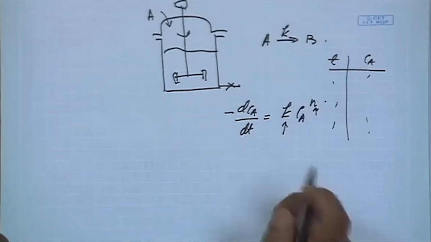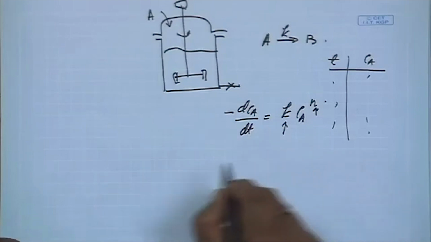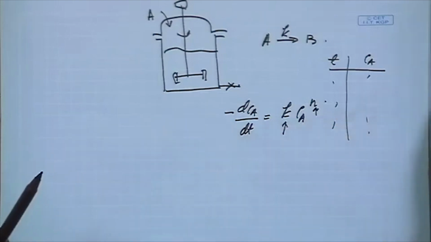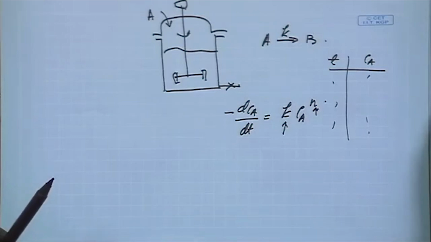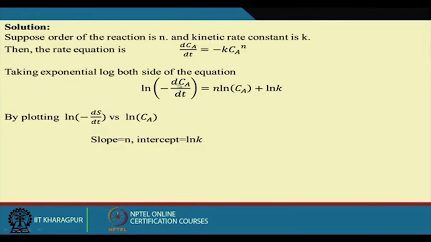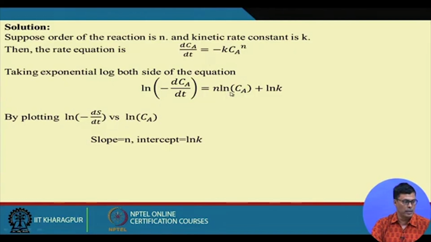So if you want to do what we still have to do, we can take a log here. You can take a log here: minus dCA by dt equal to K Ca to the power n. Taking the log, I can write ln of minus dCA by dt equals n ln Ca plus ln K. There I can write like this.